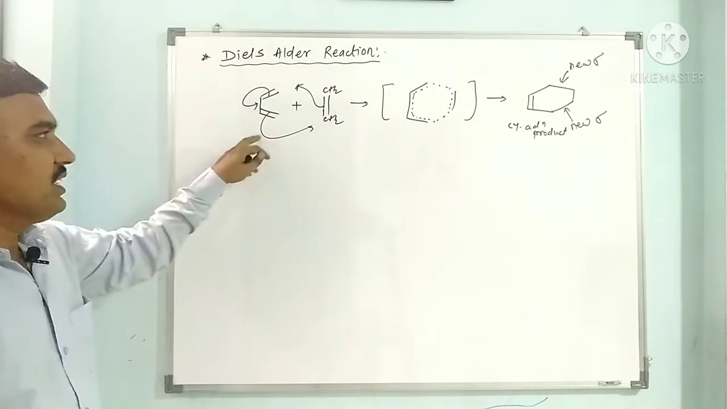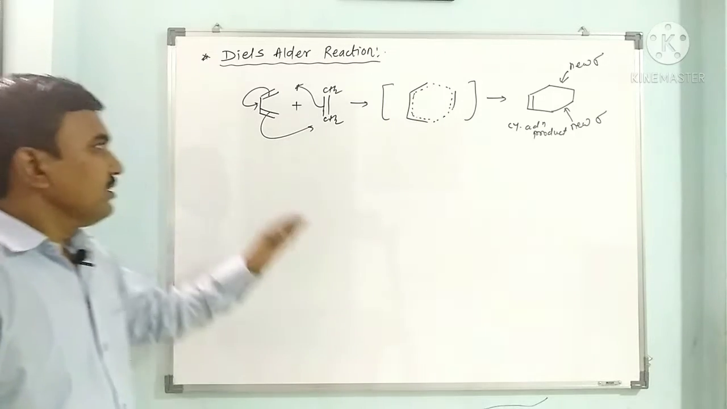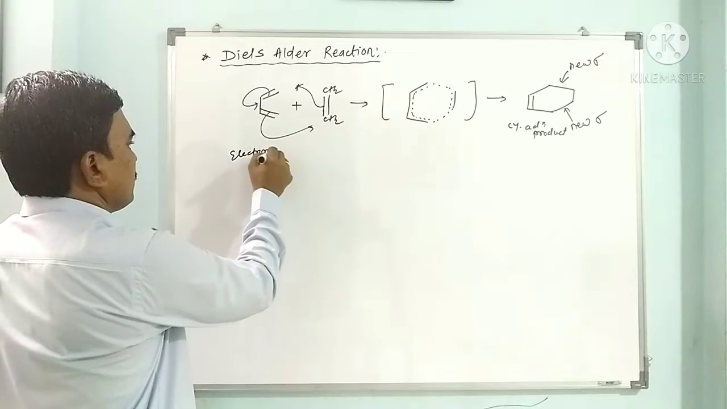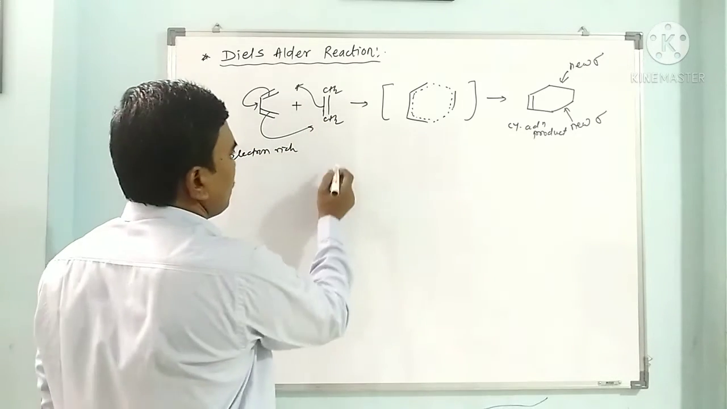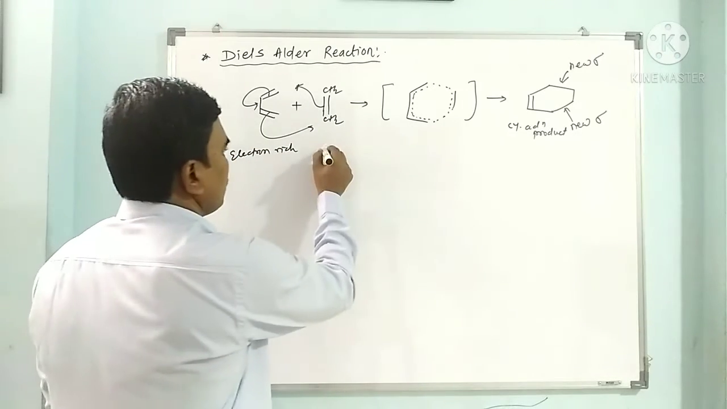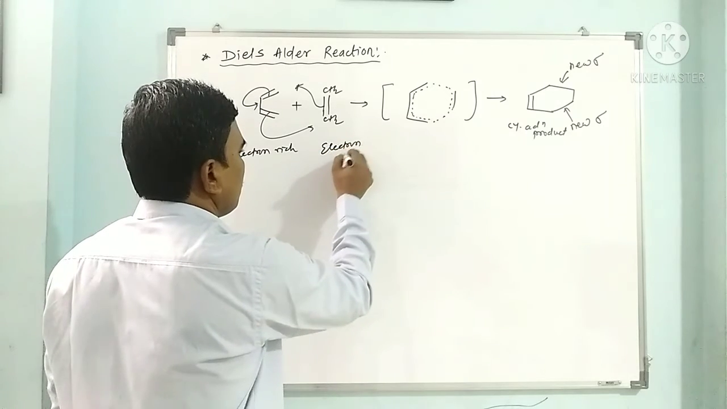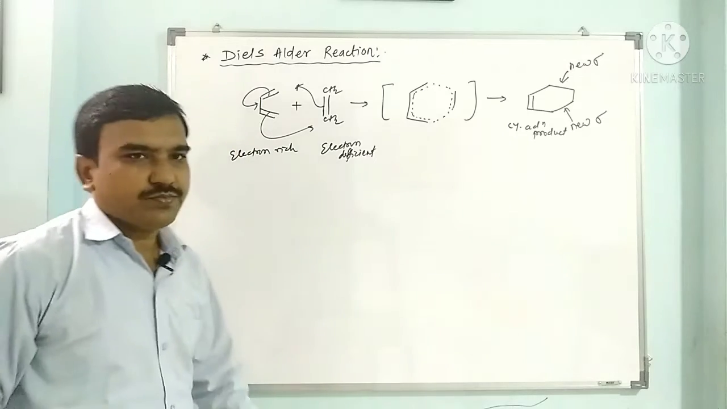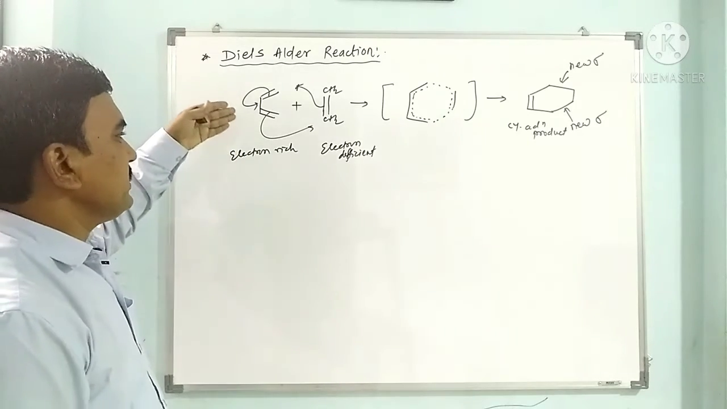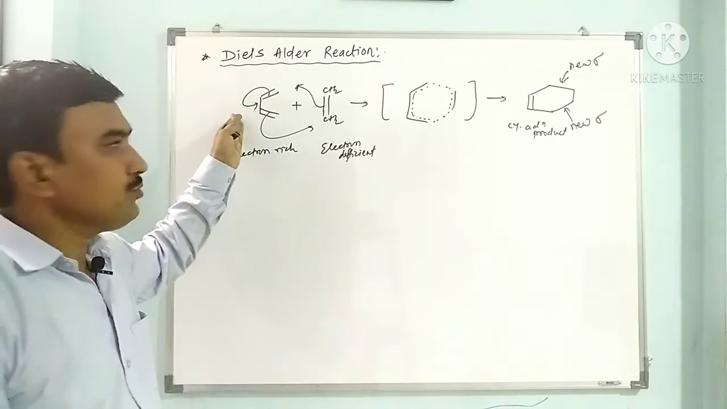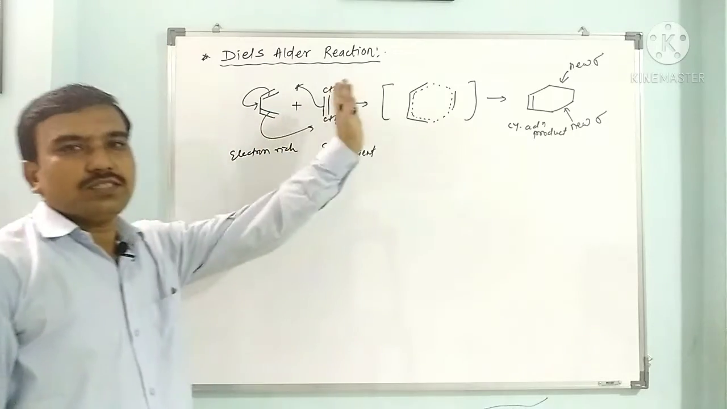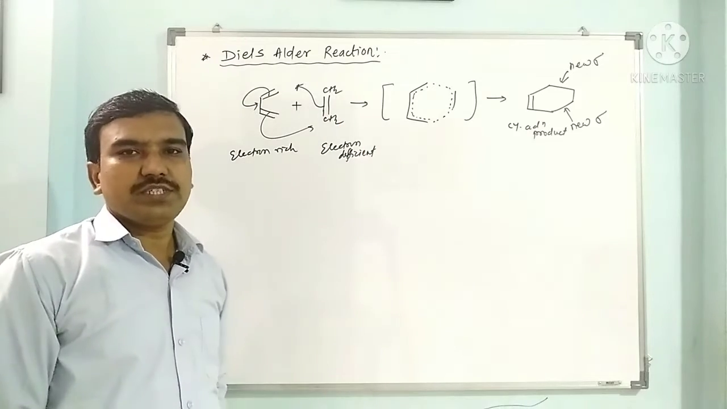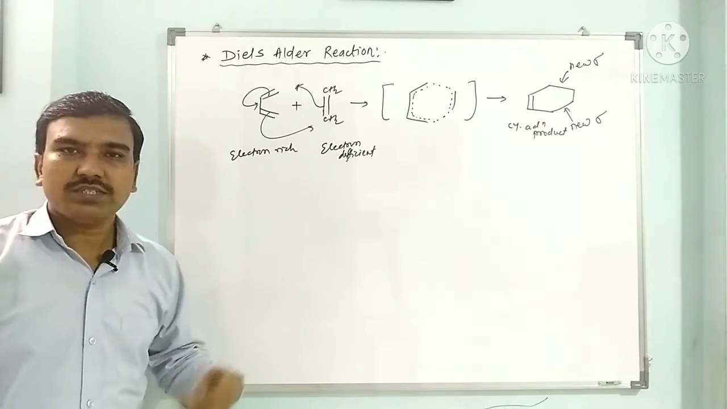But this butadiene should be electron rich and this should have electron attracting groups. So this should be electron deficient. So when we attach electron donating groups, then this is highly electron rich, and when we attach electron withdrawing groups, it will be electron deficient. So in this way we can have such kinds of examples.